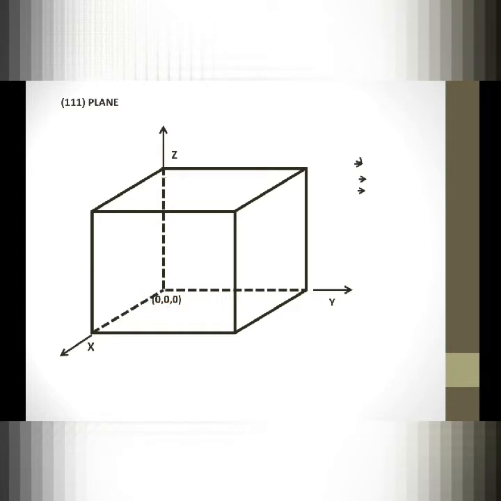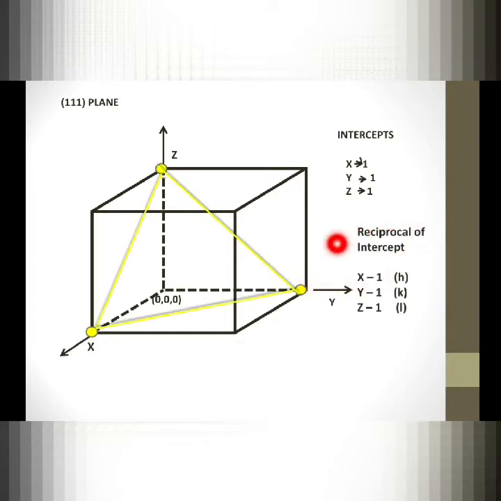Now, very simple, at first we are drawing a very simple plane, that is the 1 1 1 plane. Now take the intercepts: x is equal to 1, y is equal to 1 and z is equal to 1. Then the reciprocal of it: the reciprocal of 1 is 1, that is h is equal to 1. In the y axis the intercept is 1, so k is 1, and also L is 1.